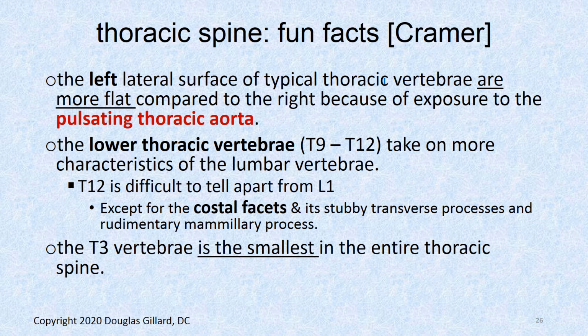makes sense. The lower thoracic vertebrae take on more characteristics of lumbar. Yeah, we said that. T12 is difficult to tell apart from L1, except what's the huge difference between T12 and L1? I'm going to actually write that down. Well, T12 would have a full costal facet for the rib. L1 wouldn't normally.